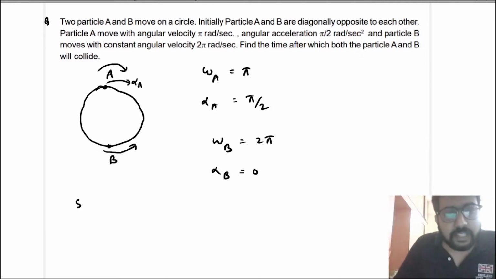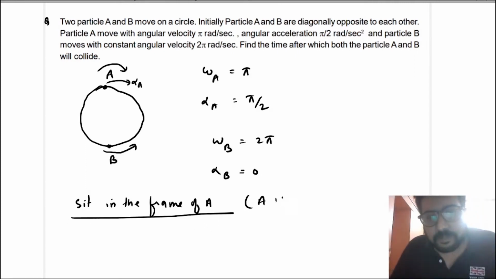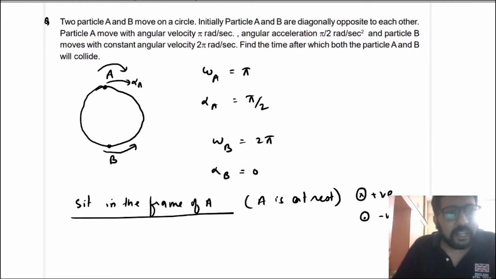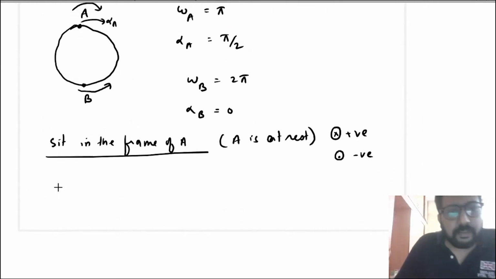Now what you will do is sit in the frame of A. So if you sit in the frame of A, that means A is at rest. And let us take the inward direction as positive and the outward direction as negative. In that case, first we need to find the relative angular velocity of B with respect to A. Omega BA is how much? Is equal to omega B minus omega A.